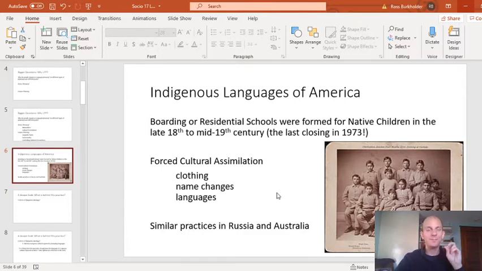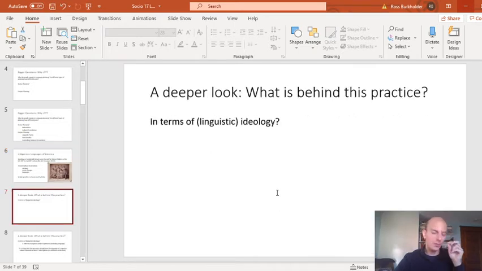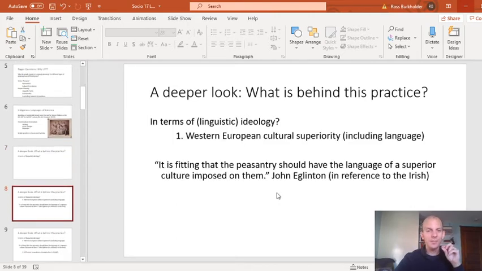These are, I'll argue, once I talk about them in more depth, current linguistic ideologies as well, that we still see in our society today. The first one is a fairly straightforward one. It's a cultural and linguistic ideology of cultural superiority, of Western European, American cultural superiority. And that cultural superiority, as part of that cultural complex, includes language.